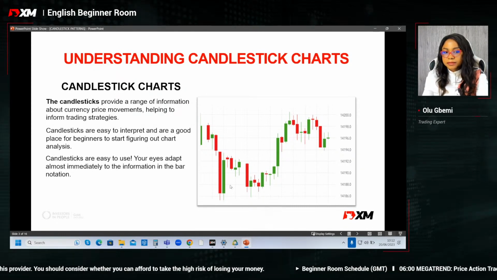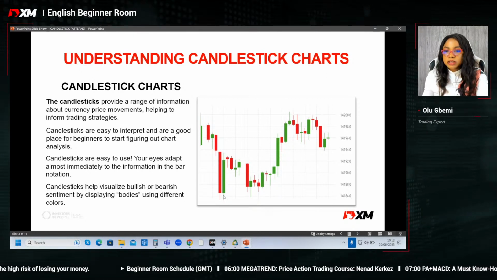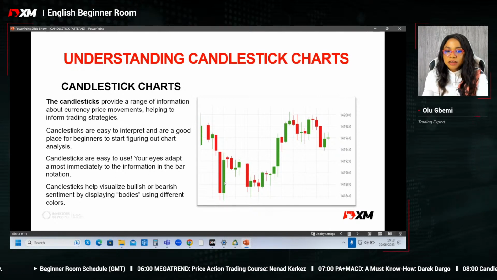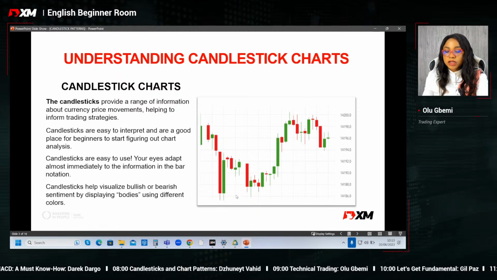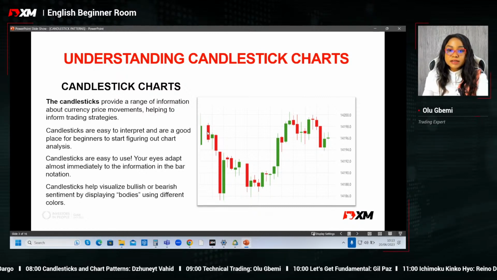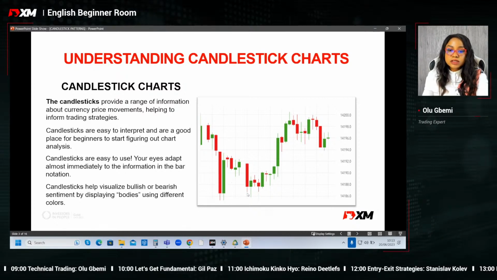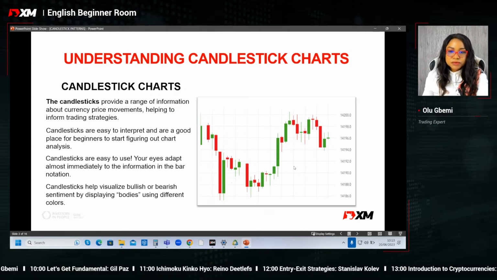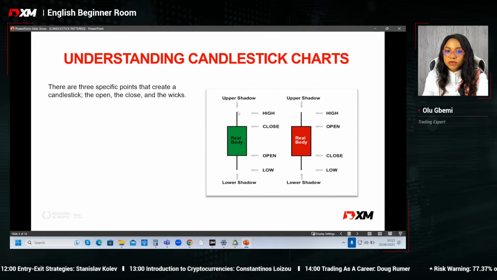This makes it easier for you as a new trader to understand whether the trend is to the upside or to the downside. You can easily visualize the bullish and bearish sentiments by the colorful bodies displayed in candlesticks. You have the red candles and the green candles. The red candles signify a bearish trend, while the bull candles, or the green candles, signify a bullish trend. Now we have the candle showing the open, the low, the close, and even the wick.